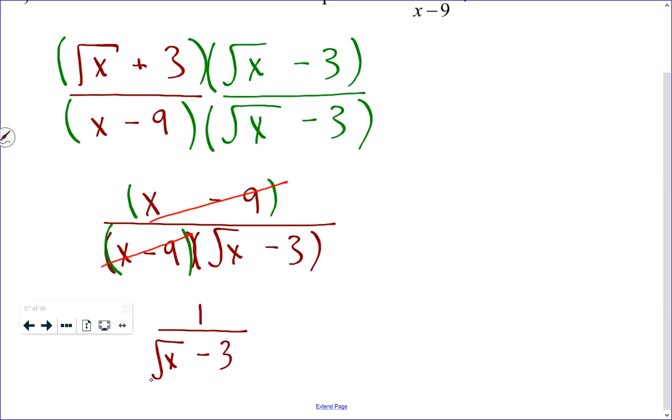So the original expression is in the top of the screen in brown. We rationalized the numerator by multiplying the numerator and denominator by the conjugate. Multiplying out the top gives x minus 9, which cancels with the x minus 9 in the denominator. Any questions in getting to the final answer of 1 over root x minus 3?